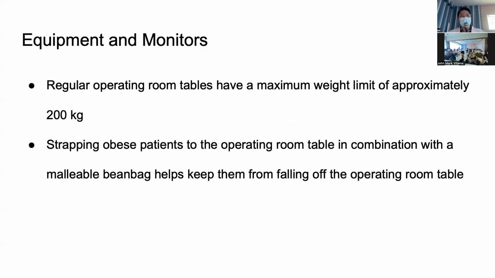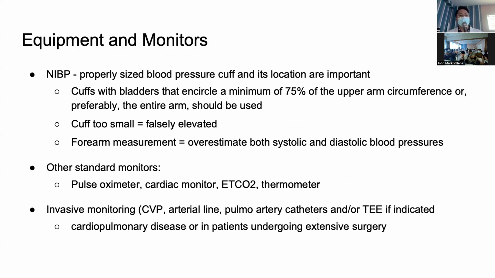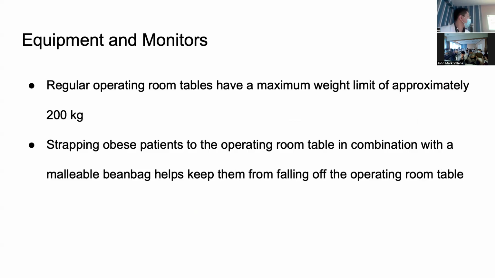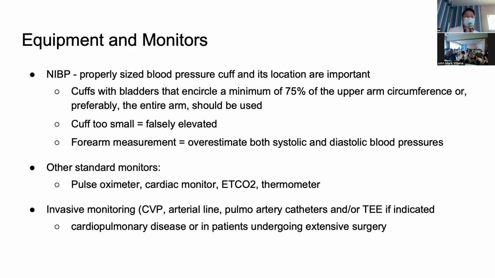For equipment and monitoring, regular operating room tables usually have a maximum weight limit of approximately 200 kilograms. Strapping these patients to the OR table with malleable bean bags can help keep them from rolling off. So a properly sized blood pressure cuff and its location are important.